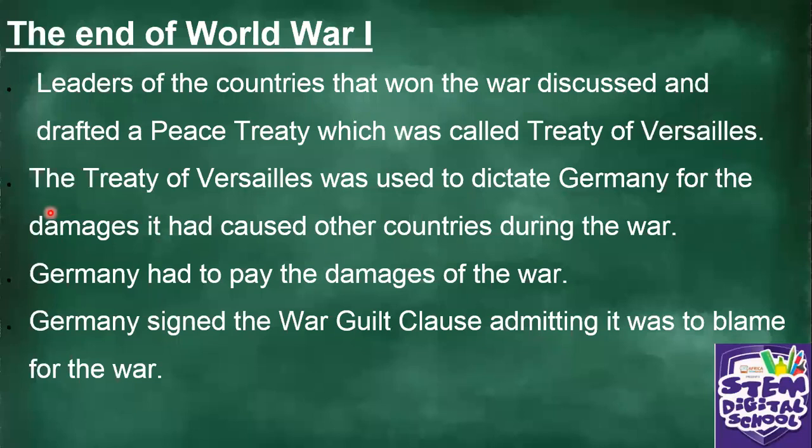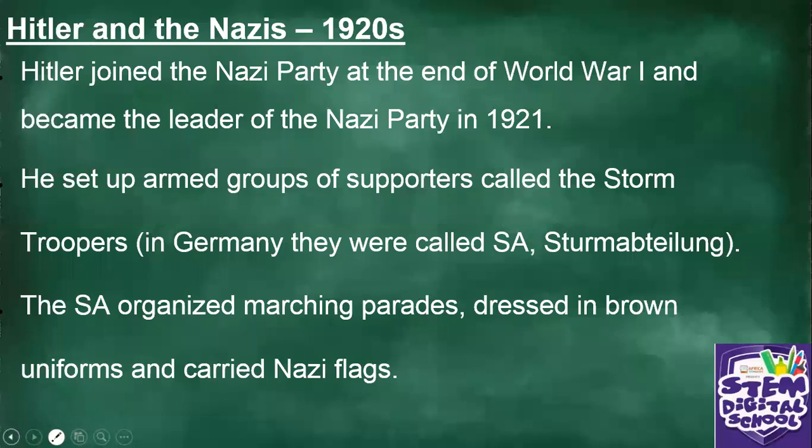The Treaty of Versailles was used to dictate Germany for the damages it had caused other countries during the war. Germany had to pay the damages of the war. Germany signed the war guilt clause admitting it was to blame for the war. Other countries, remember, they were blaming Germany for all the damages they had caused during World War I. So the Treaty of Versailles was a way of dictating or commanding Germany to pay for the damages. So that is how World War I ended, okay?